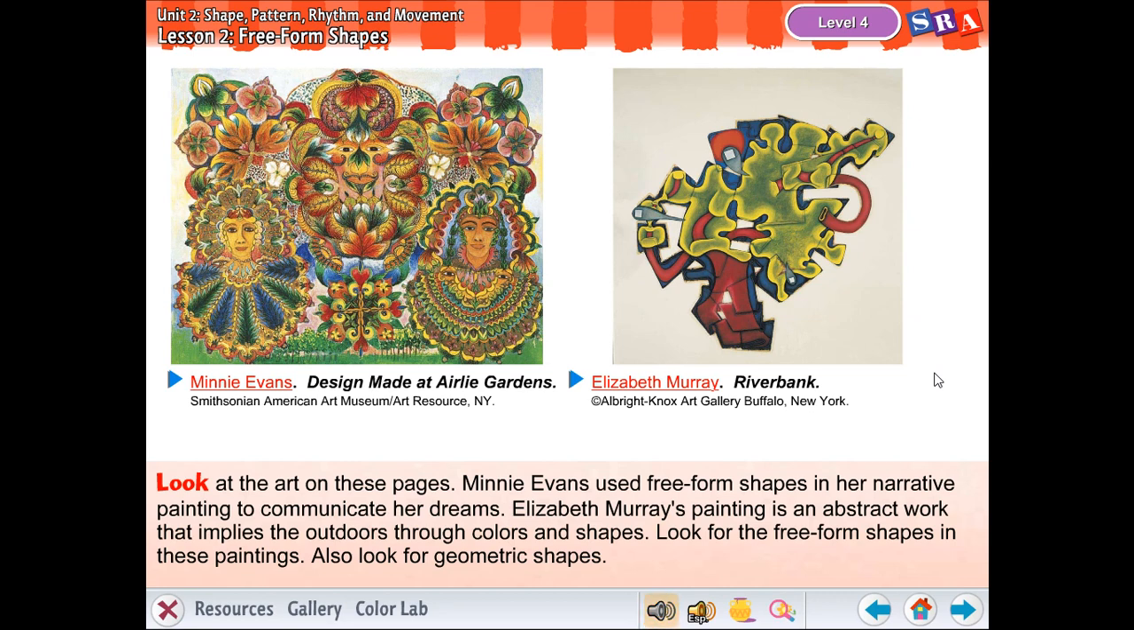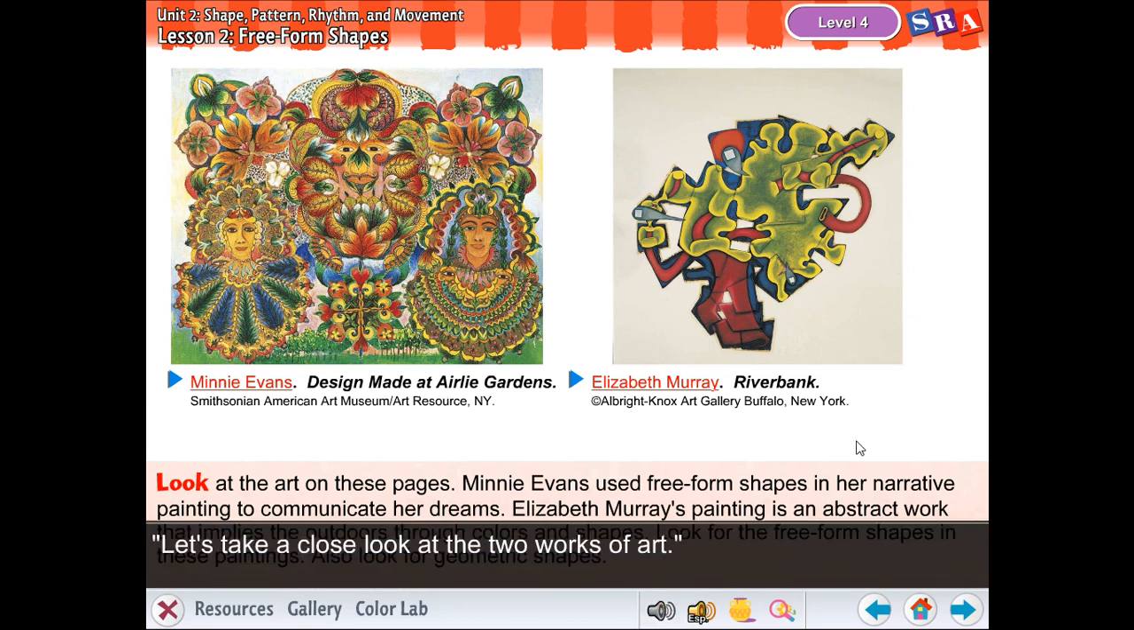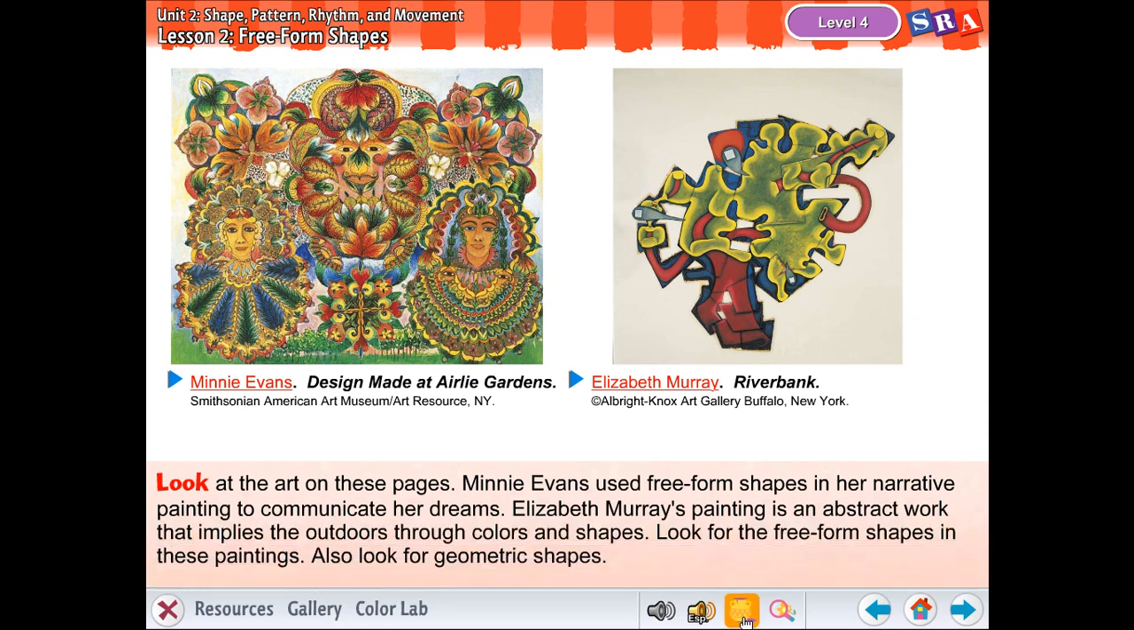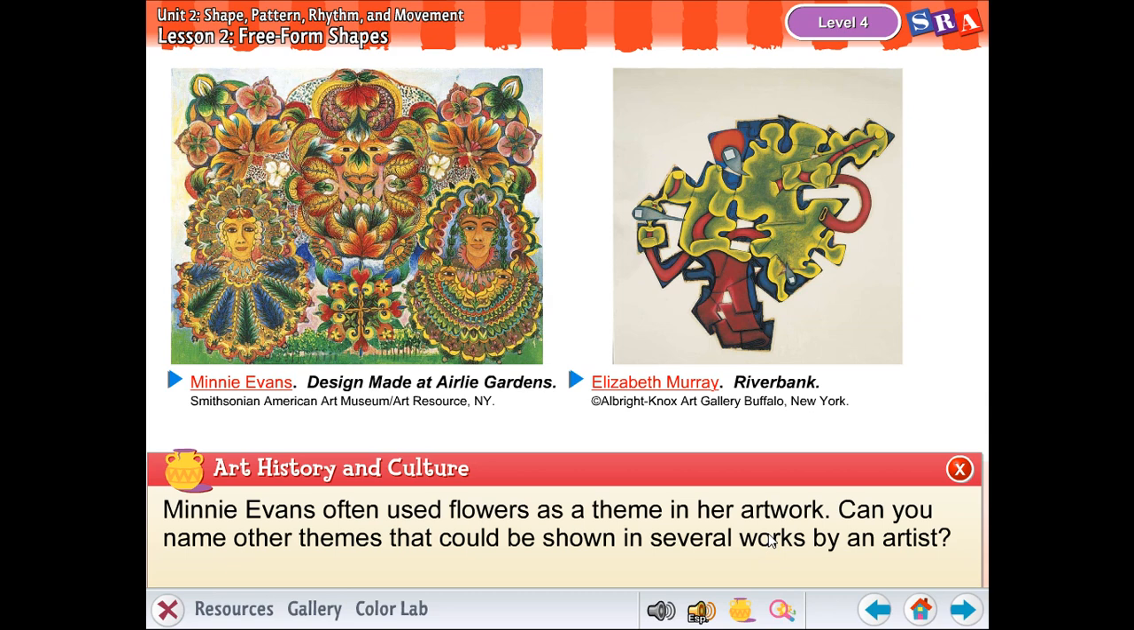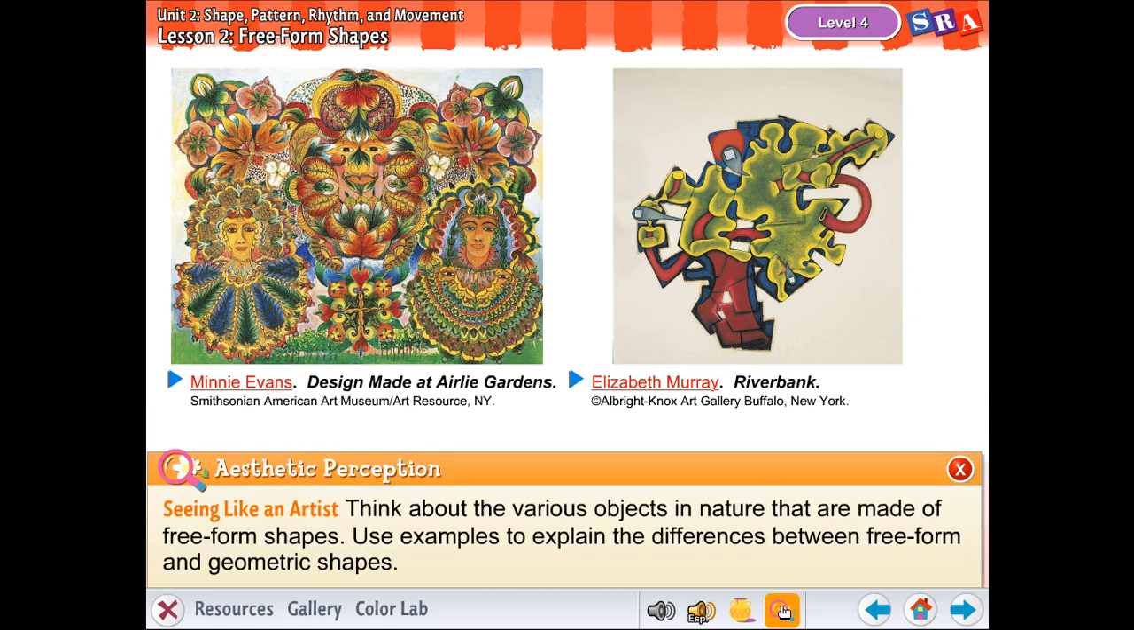Okay, so let's look at these freeform shapes in these paintings. We're going to also look at some geometric shapes in this too, okay? Bear with me. Let's take a close look at the 2 works of art. All right, Minnie Evans often used flowers as a theme in her artwork. Can you name other themes that could be shown in several works by an artist? Can you think of another artist who used themes in their artwork? Every artist has their own theme. So let's look at these things.